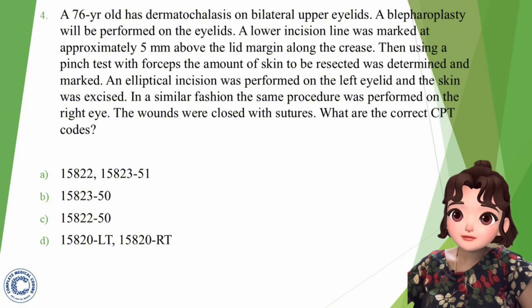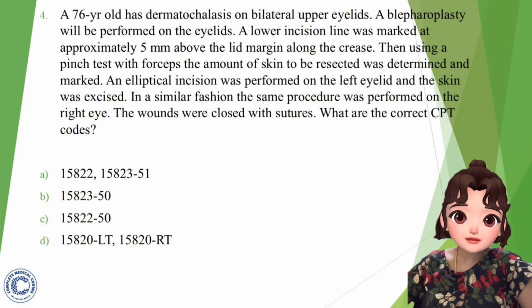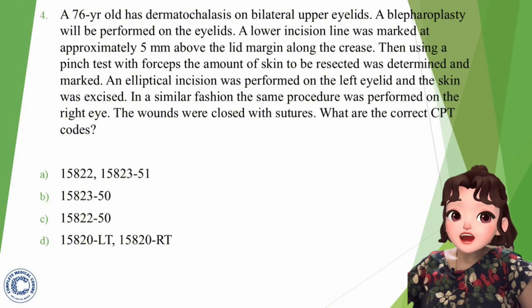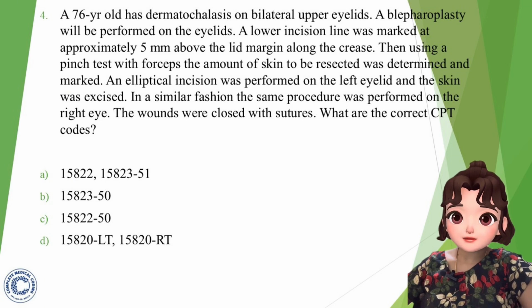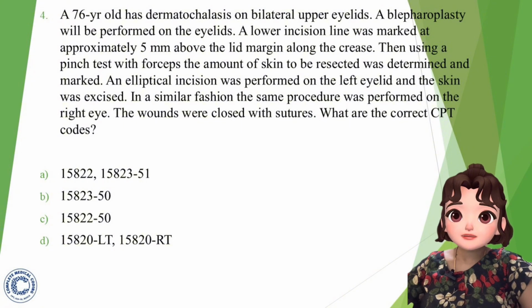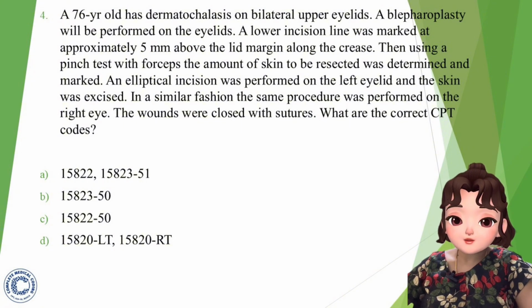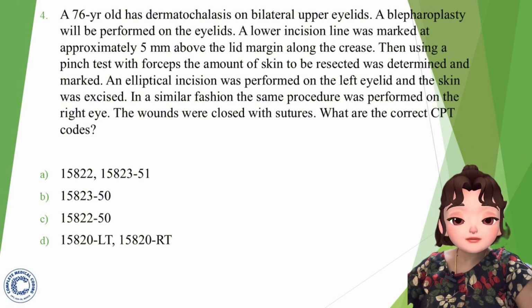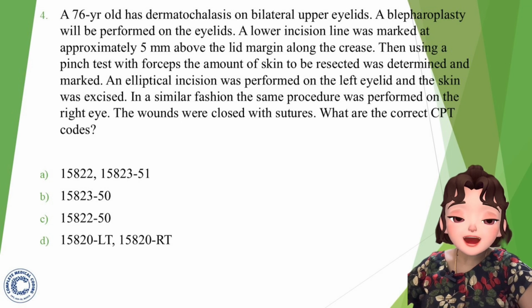So, we don't have to code for any diagnosis. They are asking only the CPT codes. What is the procedure here? Blepharoplasty, both upper eyelid, bilateral. Simple, right? So, go to option, the first one. First code 15822. 15822 is blepharoplasty upper eyelid. Ours is, yes, upper eyelid.